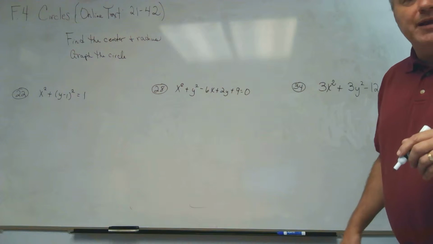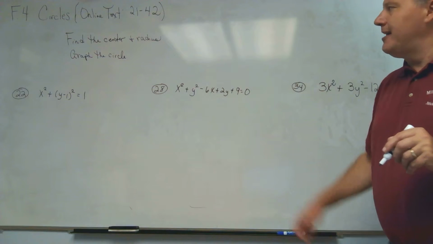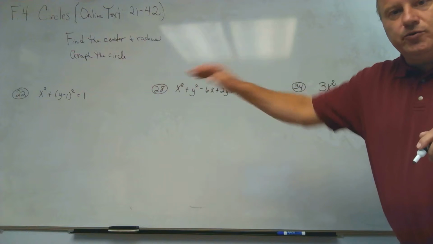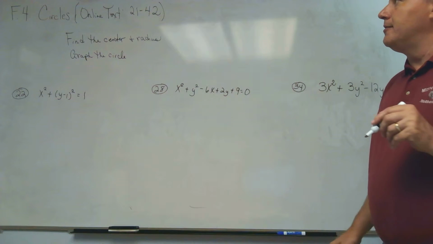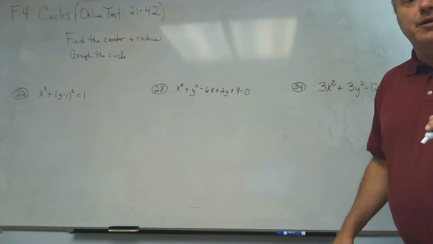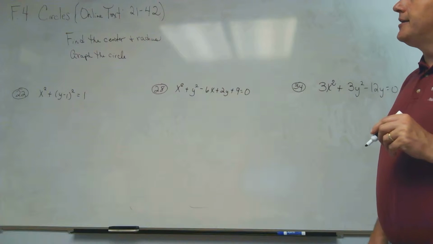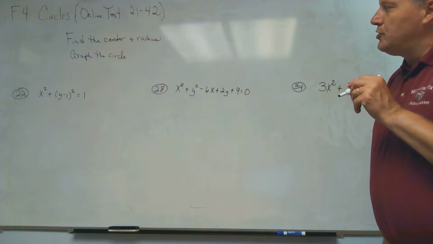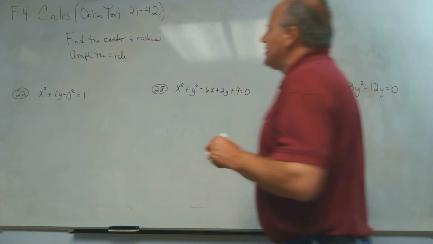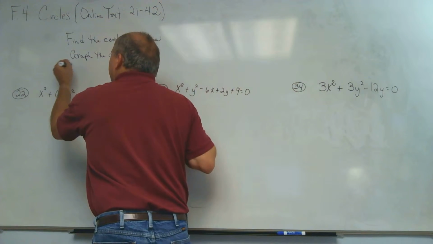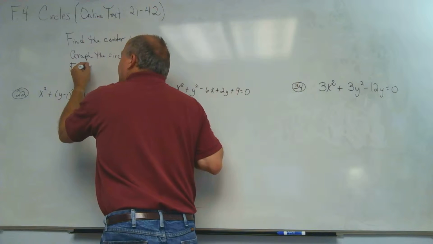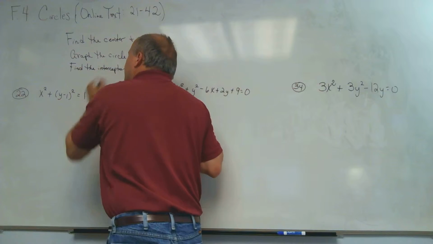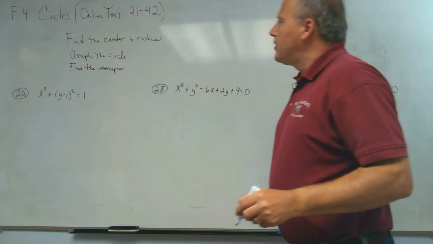But there's an extra problem that I want to do as well, and I didn't have enough room on the board this first time. So when I get these three done, I'm going to erase number 22 over there and put another problem on it. It's going to be problem number 40 that's in the book. But right now I'm going to find the center and the radius. I want to graph the circle. And actually there's other things that they want us to do, and that's to find the intercepts. So we're going to do that.